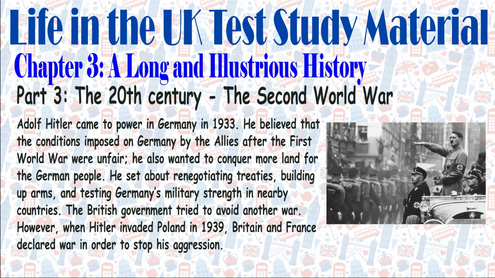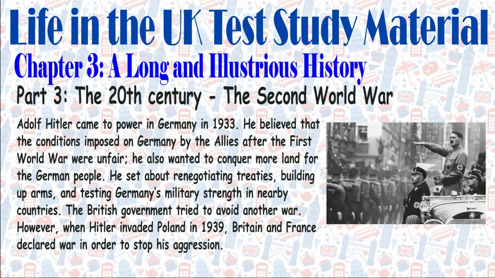The Second World War. Adolf Hitler came to power in Germany in 1933. He believed that the conditions imposed on Germany by the Allies after the First World War were unfair. He also wanted to conquer more land for the German people. He set about renegotiating treaties, building up arms, and testing Germany's military strength in nearby countries. The British government tried to avoid another war.